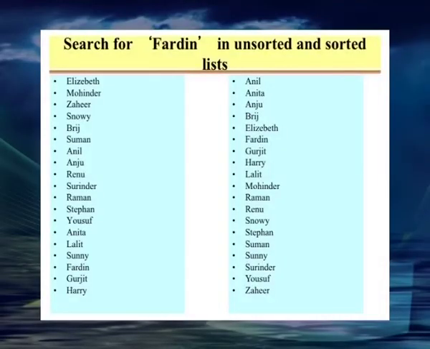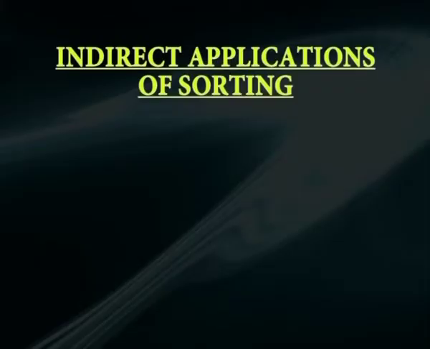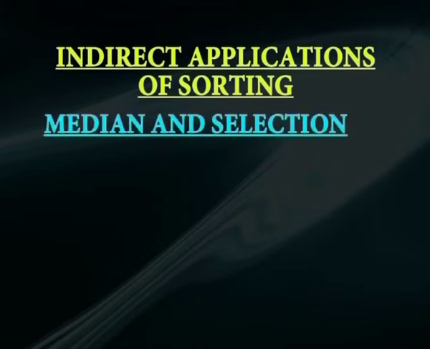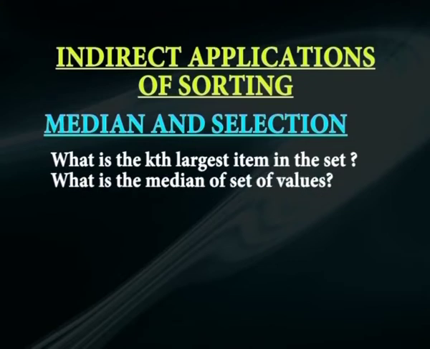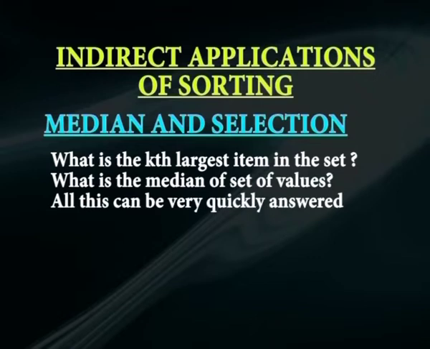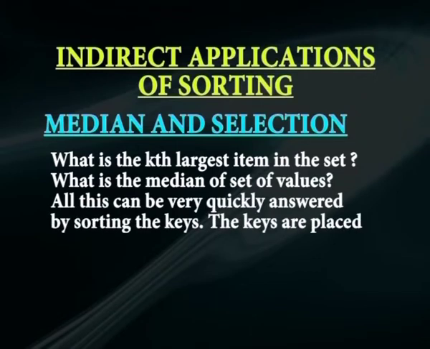As an example, we have two small lists, one sorted and another unsorted, and try searching for a word in both the lists. Some other indirect applications of sorting are median and selection. What is the kth largest item in a set? What is the median of a set of values? All this can be very quickly answered by sorting the keys.